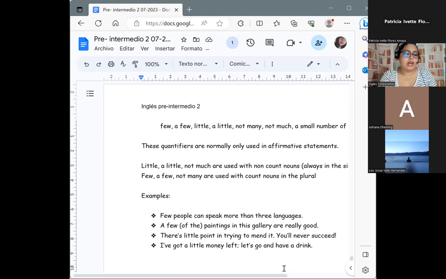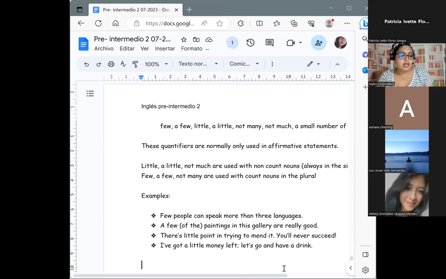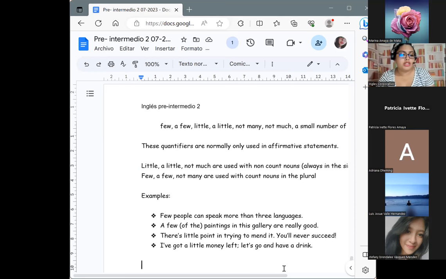So, this is the information that we had yesterday related to the 3 categories of quantifiers that we have. We were talking about the neutral quantifiers, then the large quantity quantifiers, and the last part was the small quantity quantifiers.